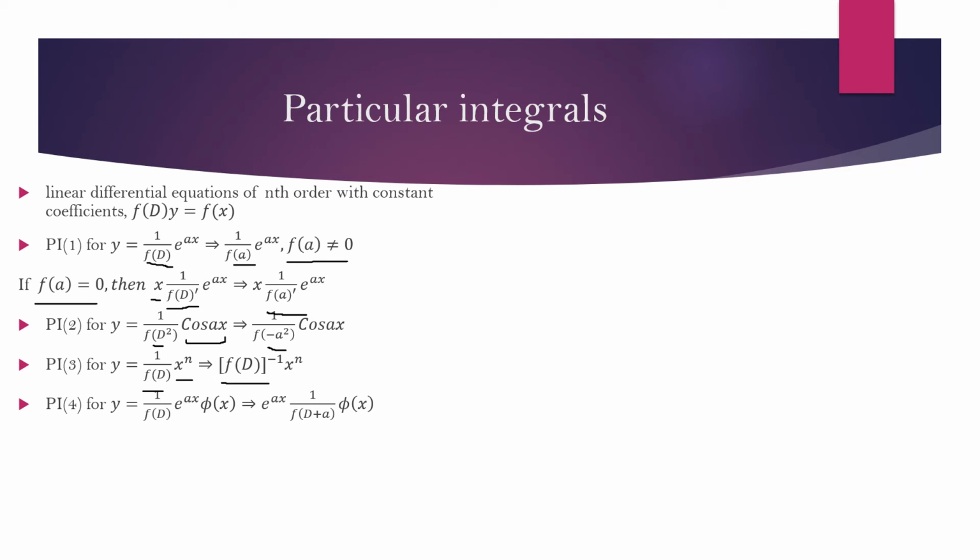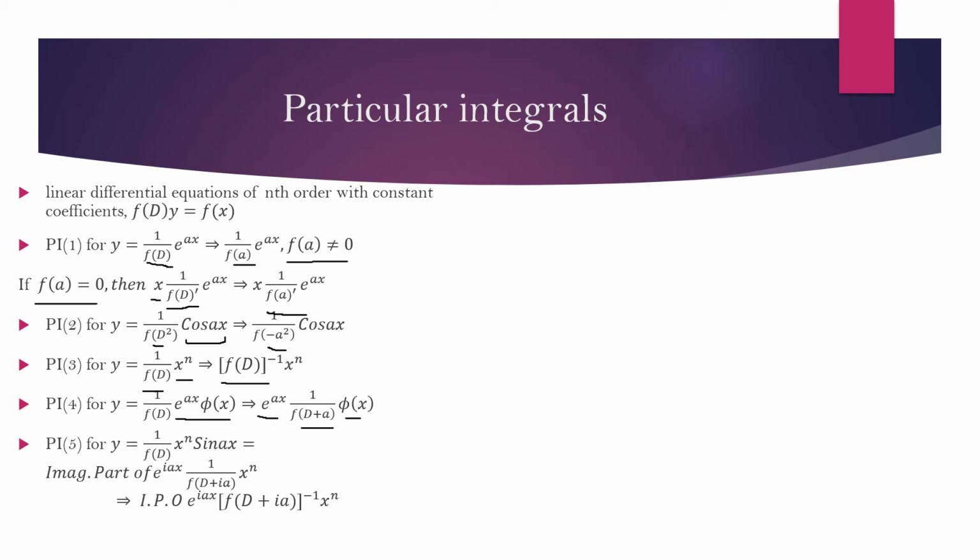Fourth case is for e to the power ax into a function of x. We just have to find first the PI for e to the power ax by replacing D with D plus a, and then the remaining rule is the same for the function of x, whether it is x square, x to the power n, or sine or cosine function.